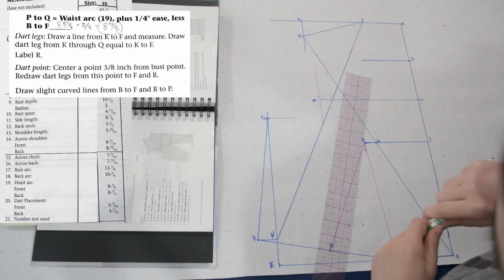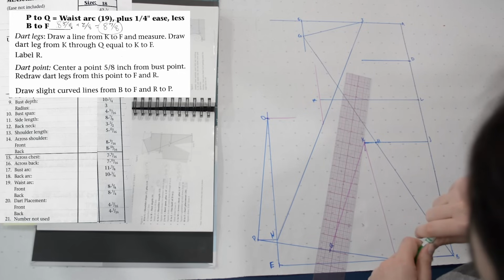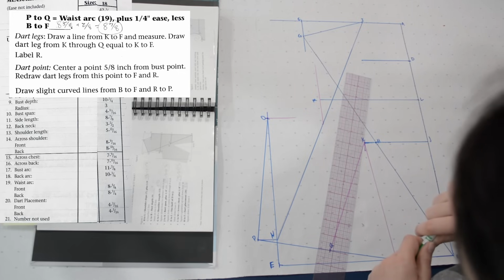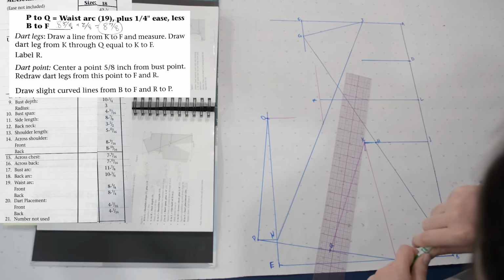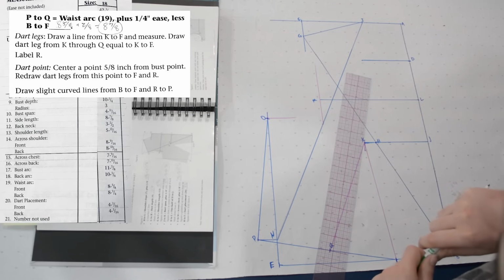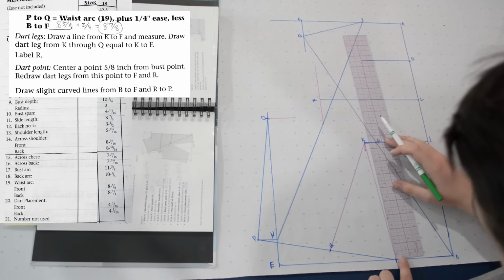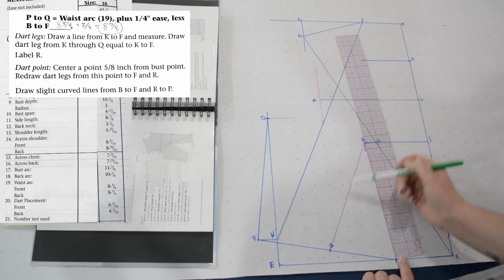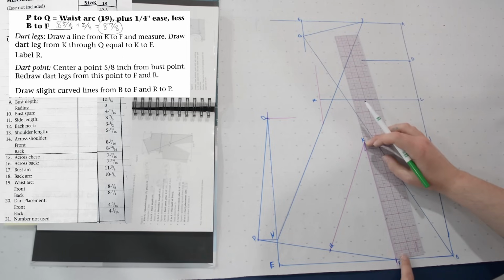So redraw dart legs to F and R. Where's R? Draw a slight curve from B. Label R. Draw a line from the measure. Draw a dart leg from K equal to K to F. Okay, so this probably is a little bit longer. So they're saying to find a point a little bit lower here, measure this dart leg and make sure this one is just as long.